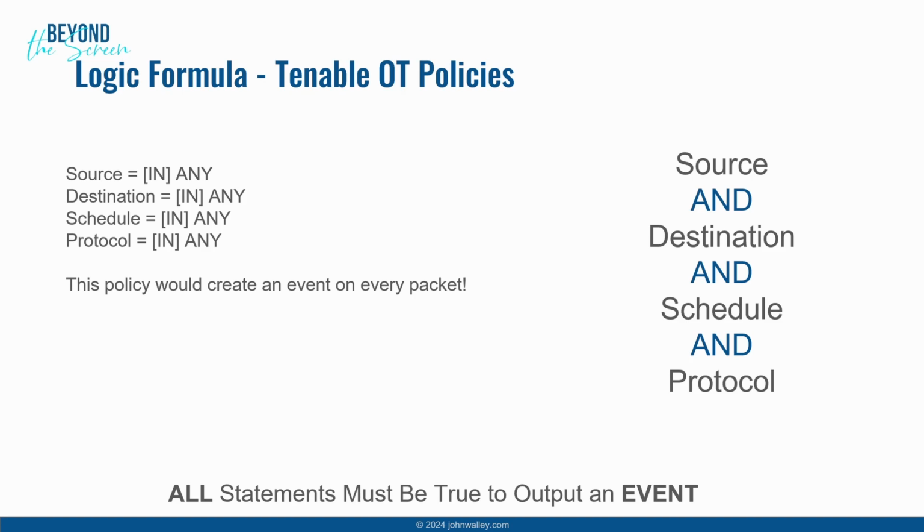So that's why we use these not controls that are in there. If you look at this, we have not in any, not in any, not in any, and not in any. So this is the opposite of what we saw. It would be impossible for any of these statements to be true because we have and conditions between them. So we would never create an event based on a policy created this way.